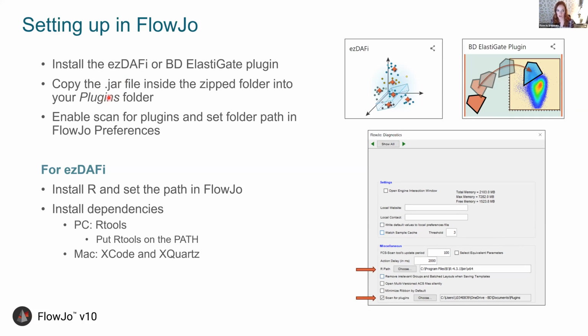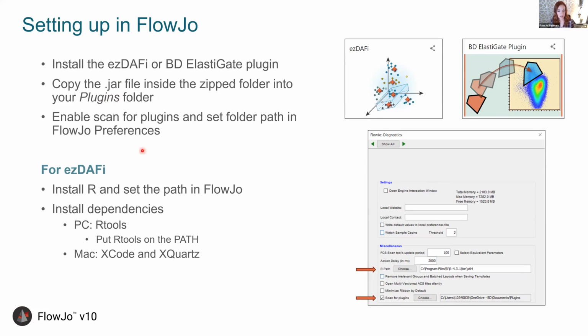And again, drag the jar file right inside. And then you just open up your preferences window in FlowJo, go to the diagnostic section, and you can just tell FlowJo to scan for a plugins folder and tell it where that folder is. And I'll quickly go through this in the demo.